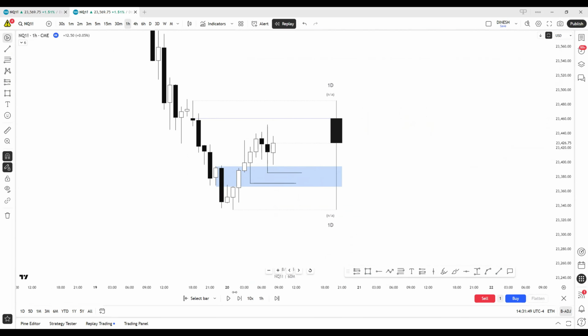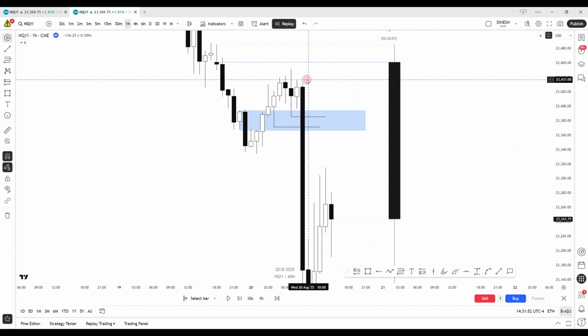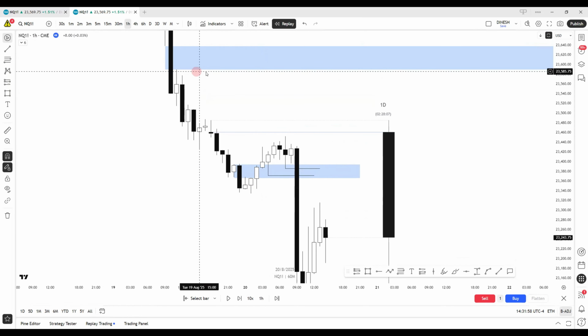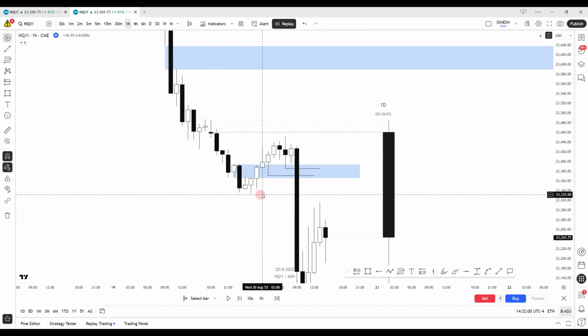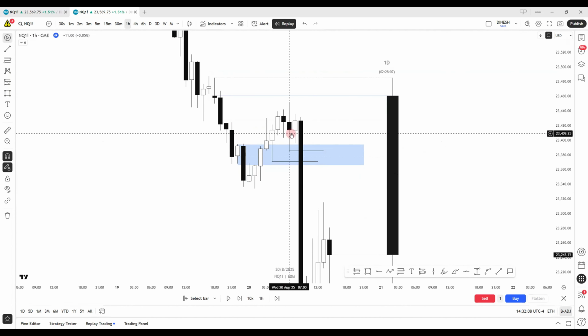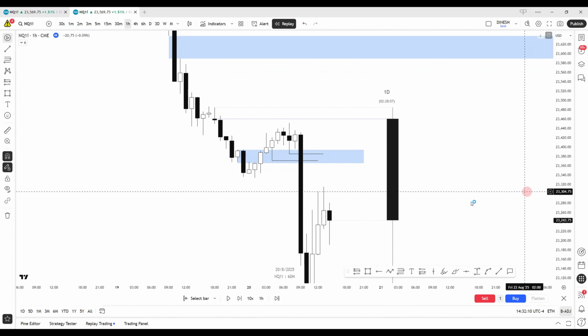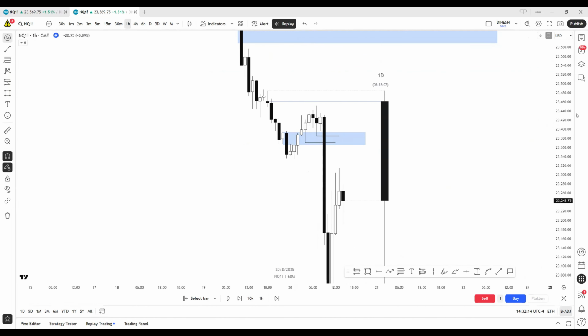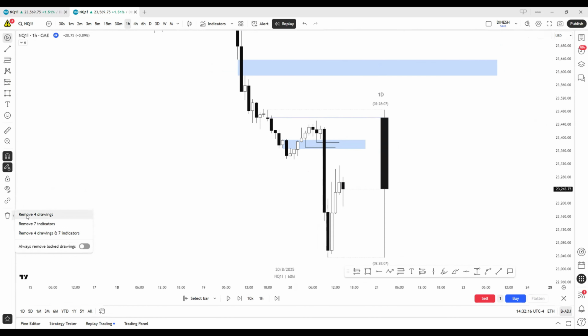Okay, so let's see. The 9 a.m. is directly distributed, right? So the day, because the first DOL is this high, then the DOL should be this low. But the market sold off directly in the 9 a.m. PO3. So I knew that entry. So this was the Wednesday price action. Then we'll go for the Thursday price action.